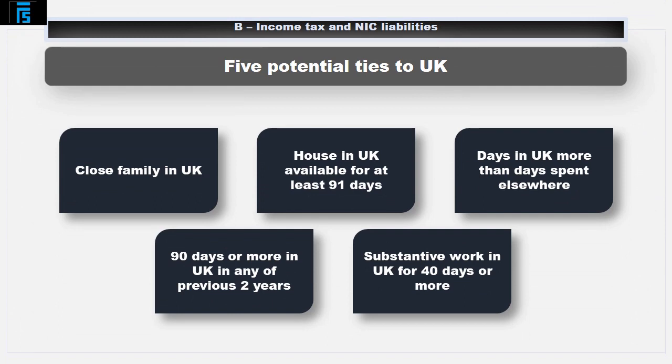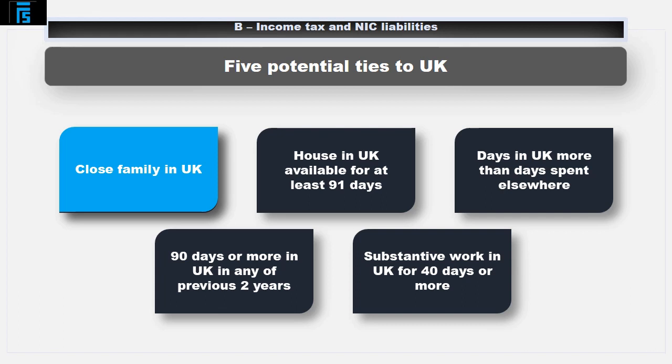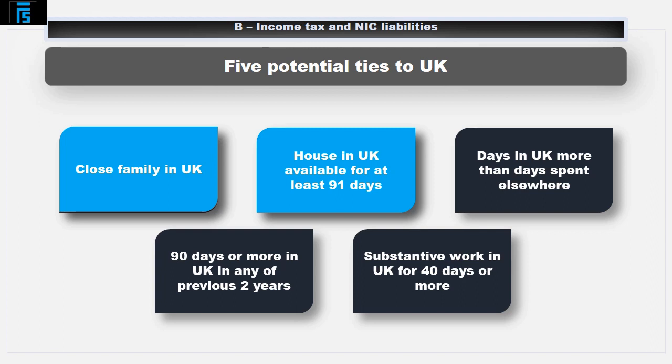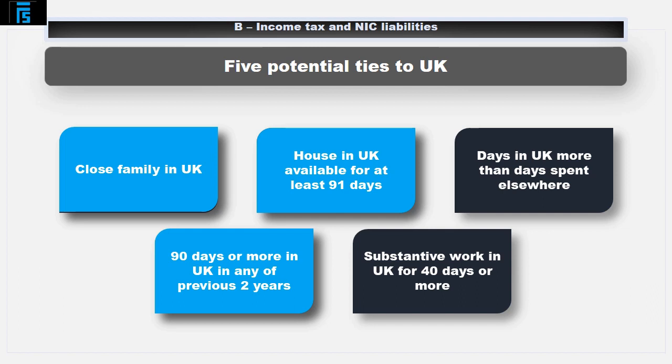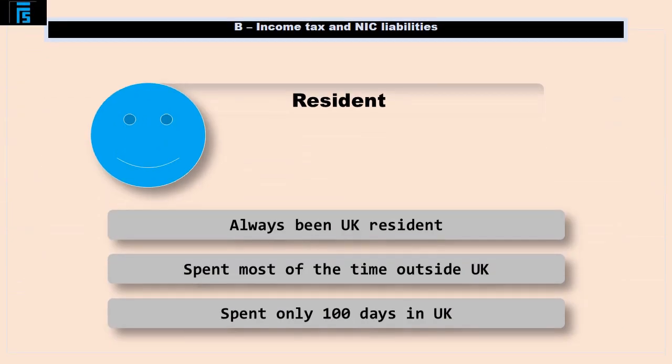Tom actually has 3 ties to the UK. He has close family living in the UK, both his wife and children. He has a house available in the UK for at least 91 days of the year. It's actually available to him for the whole of the year. And he also spent at least 90 days in the UK in each of the previous tax years as he was UK resident before this year. Tom is therefore considered to be UK resident for the year under stage 3.